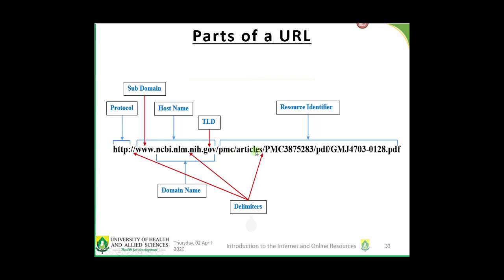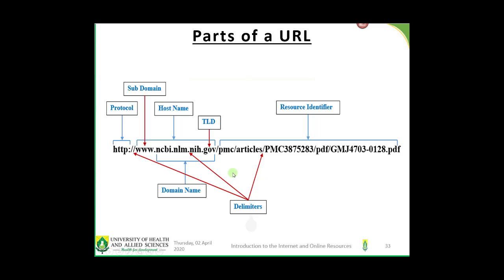In this archive, it is in a particular folder or category called articles. And in that articles category, the name or ID of this particular article is PMC 3875283, and it is a PDF article. But how did PMC get this particular article? It got it as a Ghana Medical Journal article with this particular name, GMJ 4703-0128, which is also a PDF document. So this is what all this long URL actually means.